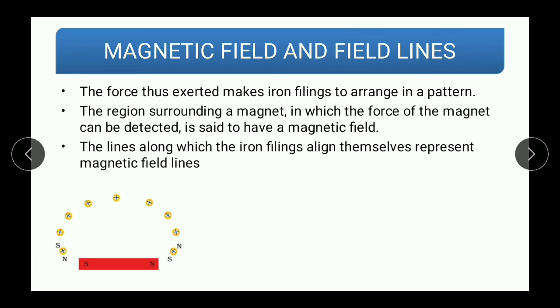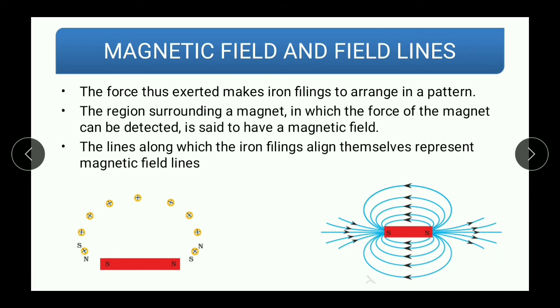I will just show you a diagram. So this is one magnetic field line. Like this there are many, in fact countless, magnetic field lines around a magnet.